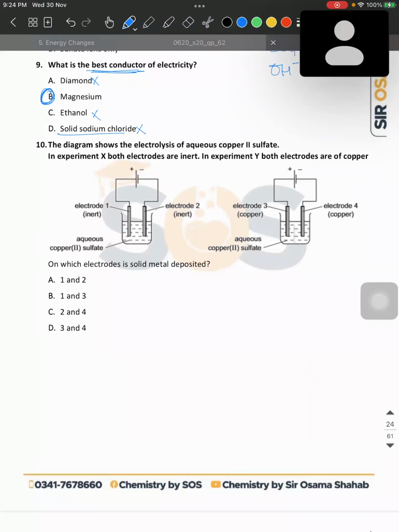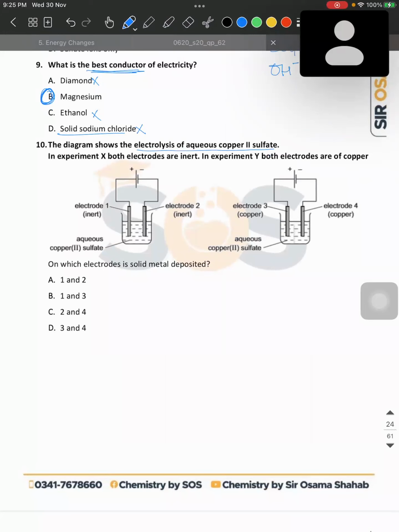Yes. Then we have the diagram again. The diagram shows the electrolysis of copper 2 sulfate, and this is the very major electrolyte to learn. So you need to go through all examples of copper 2 sulfate using inert electrodes, using reactive electrodes, purification of copper, everything you need to go through very consciously, right?